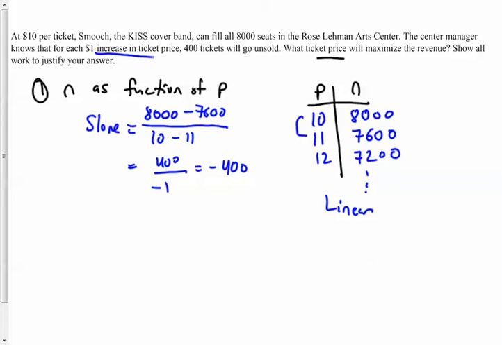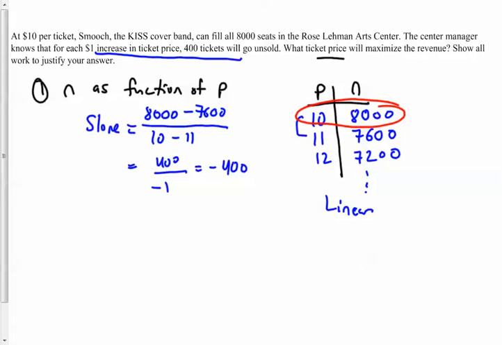Well, that's really what this line is telling us. For each increase in ticket price of $1, 400 tickets will go unsold, meaning we'll sell 400 less seats. Well, we have the slope. To finish the linear function, we just need to know a point on it. Well, when the price is 10, the number of tickets is 8,000.